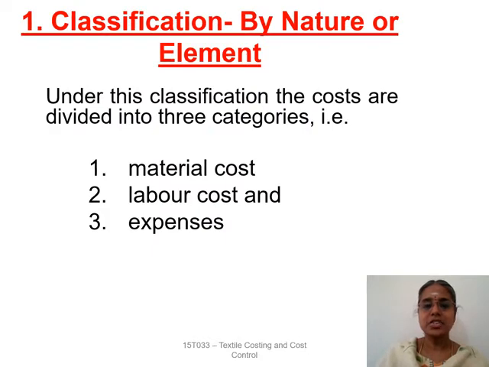The first classification is by nature or element. Under this classification, the cost that has been incurred can be divided into three classes. First is material cost, second is labor cost, and third is expenses. If an expenditure has happened or a cost has been incurred, for what? If it is for buying a material, then it is called material cost. If you are paying a salary or wages to an employee or a manager, then it is labor cost. If you are paying for electricity, it is an expense.